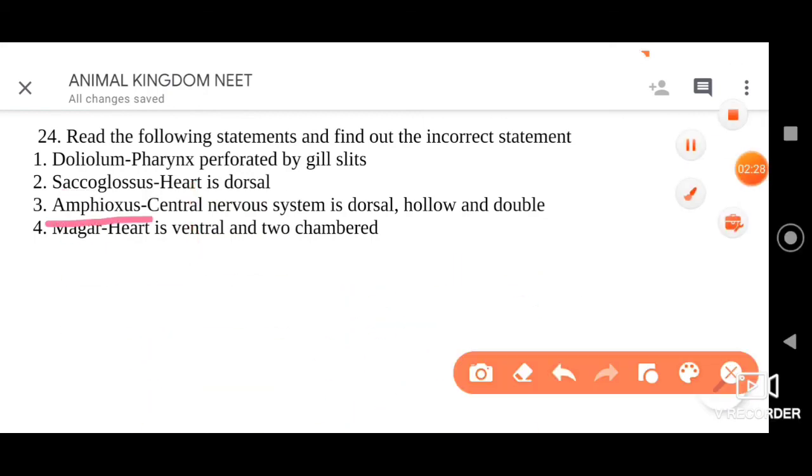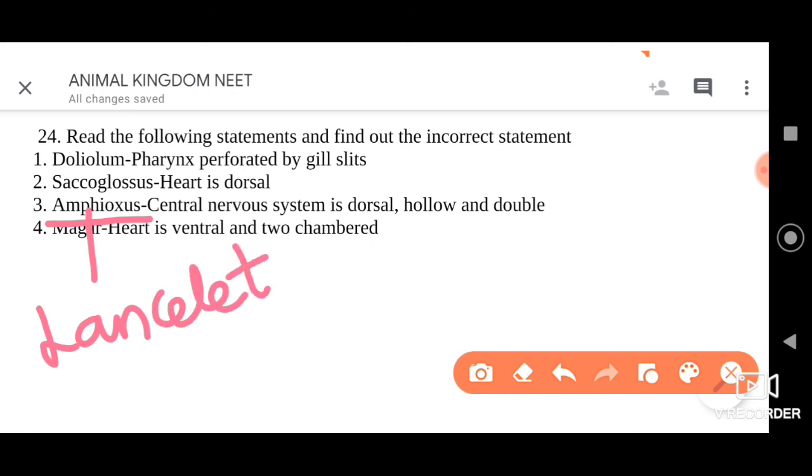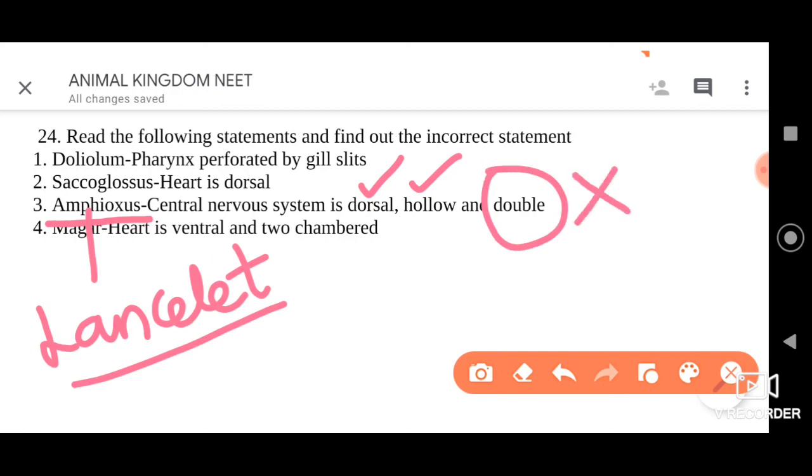Next, let us understand about Amphioxus. Amphioxus, or lancelet, as we had discussed in the previous questions. Now we are well aware that it is also called lancelet. They of course have a central nervous system which is hollow, and it is dorsal as well. It is present at the back of the body, but it is not double. So the given statement is wrong. We need to identify the incorrect statement according to the question, so we have to go for the third option, but let us also understand what is given in the fourth option.